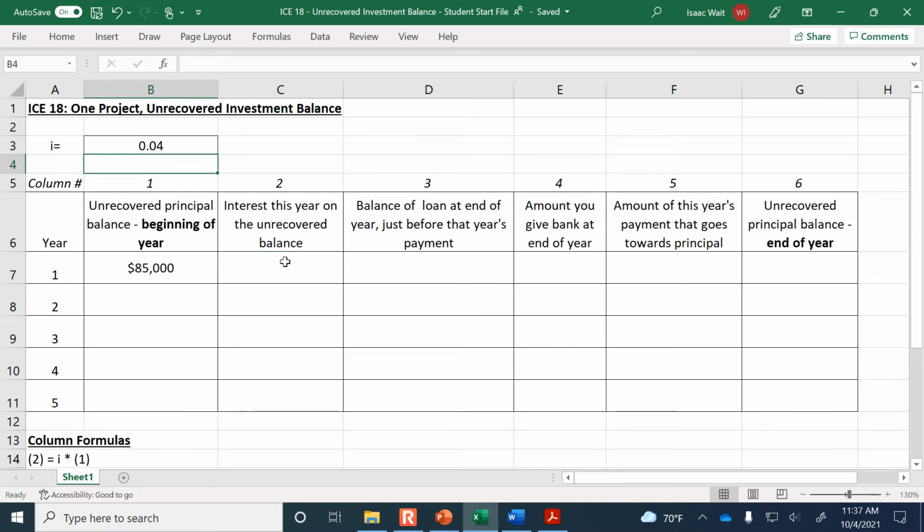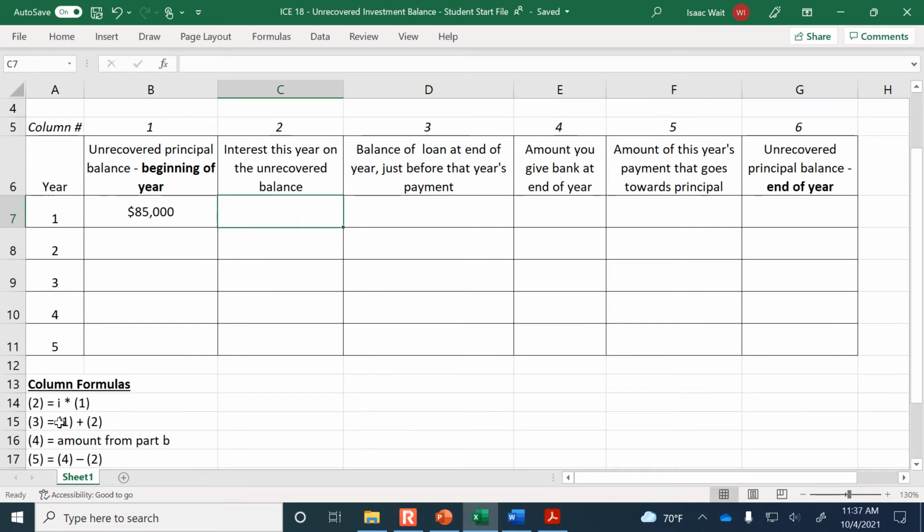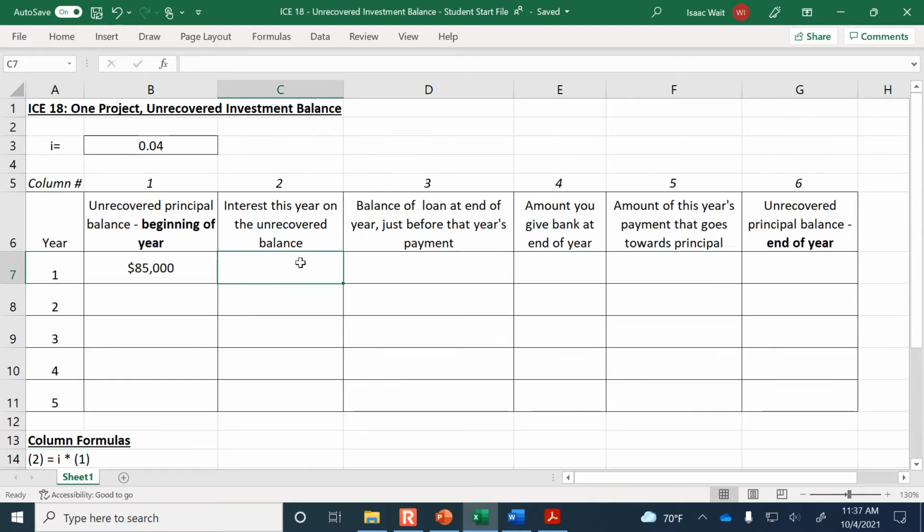4% is the interest rate. The interest on this $85,000, if we look here at the formula, it says I times 1. So that's this interest rate, and I'll anchor the reference there with the F4 button, times the $85,000. So I'm going to give the bank $19,093. Some of that will go towards interest, and some of it's going to go towards principal. The amount of it that's covering the interest, this is how much interest there is. And so the rest of that goes towards buying down the principal.